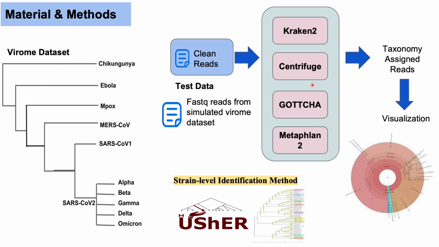Default databases were downloaded with all 4 tools, and custom databases were also built for Kraken2 and Centrifuge from the FASTA files of these viruses. Usher is a strain-level identification method, and it requires a pre-existing phylogenetic tree to place new samples onto. Species-specific trees were prepared for Usher.